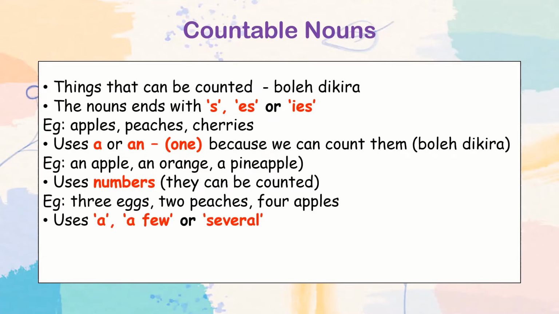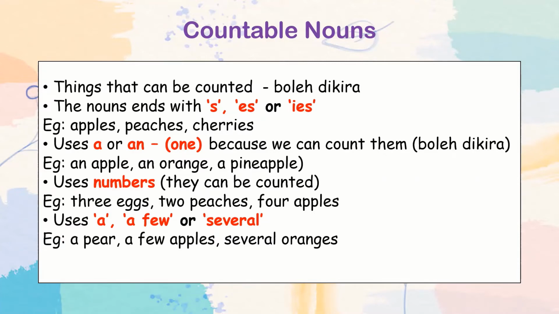Next, it uses a few or several. A untuk menunjukkan bilangan yang satu, a few dan several ialah beberapa. For example, a pear, a few apples, and several oranges.